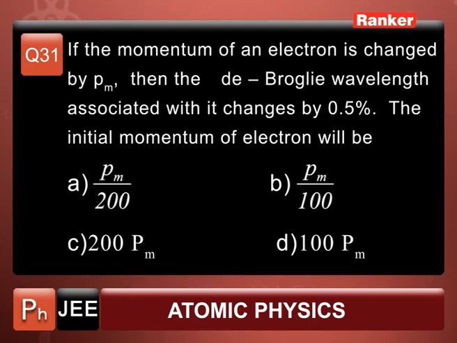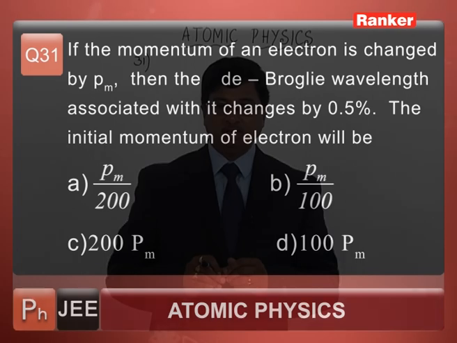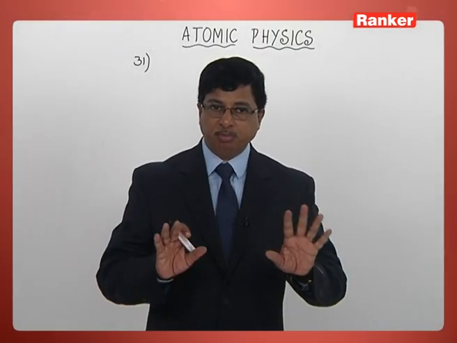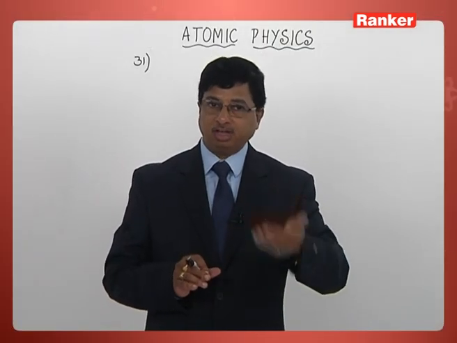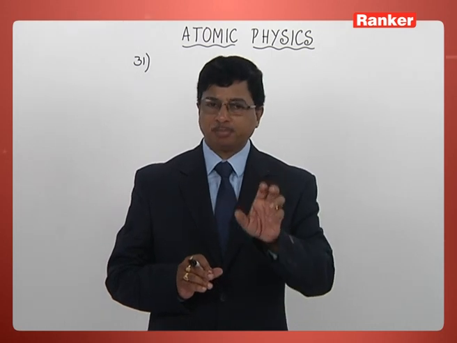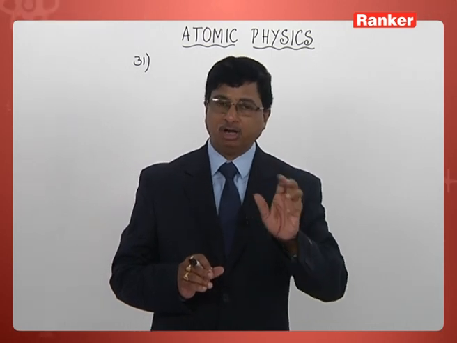The initial momentum of the electron will be, first option, Pm by 200. Second option, Pm by 100. Third option, 200 times Pm. And fourth option is 100 times Pm. So 4 different options have been mentioned. We now have to decide what is the correct option for this problem number 31.